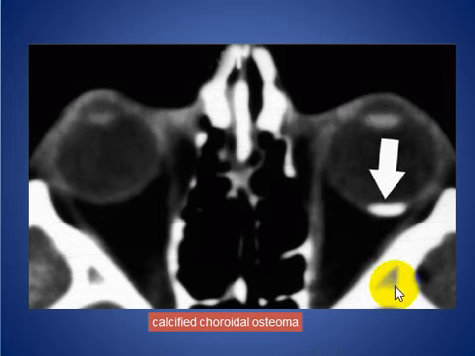Here, this is an axial CT scan of a patient. We have calcification in the posterior aspect of the left globe consistent with choroidal osteoma, and as we said, choroidal osteoma tends to be unilateral.